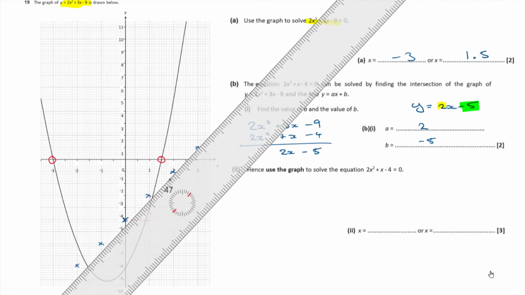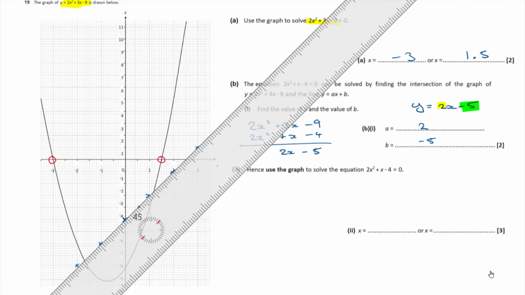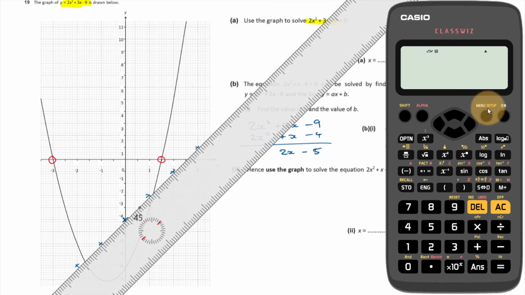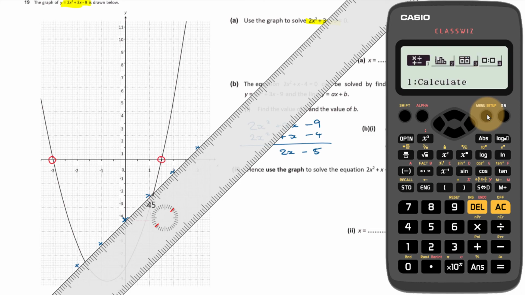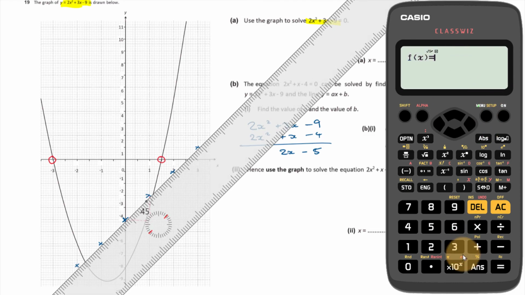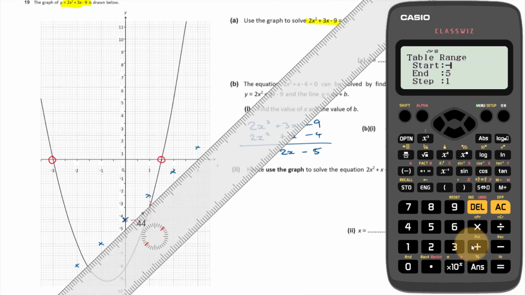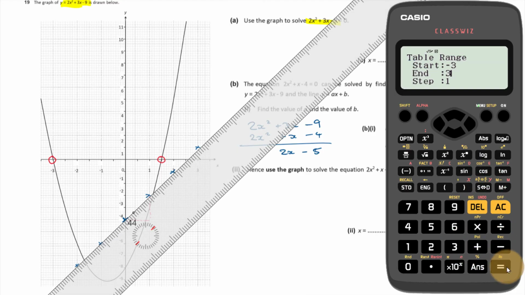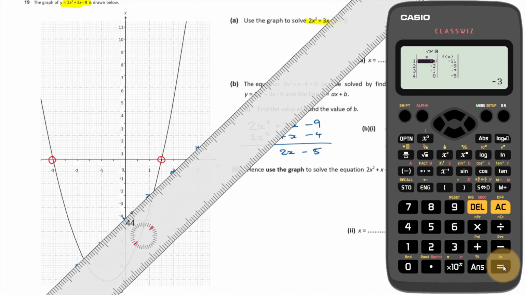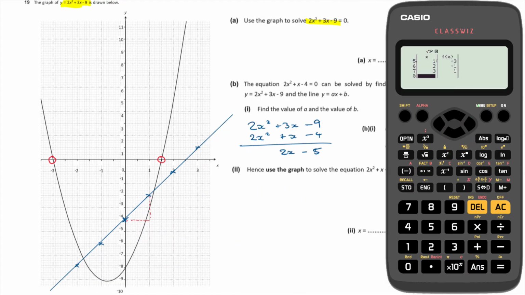Now, if you don't want to do it this way, you can also do it on your calculator. If you go to the table mode in your calculator by pressing menu and then I think it's 3, you can type in the equation that you want to find the values for, so 2x minus 5 in this case, and then you can say what your range is, so you can pick minus 3 to 3, that's the range of this graph. And then the step is what you want to go up in. So you go up in ones, and that's going to give you all the values that you need. Okay, and then you can plot those on. So either way, you're going to get the line like this.